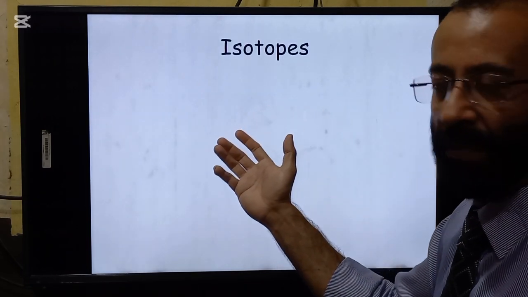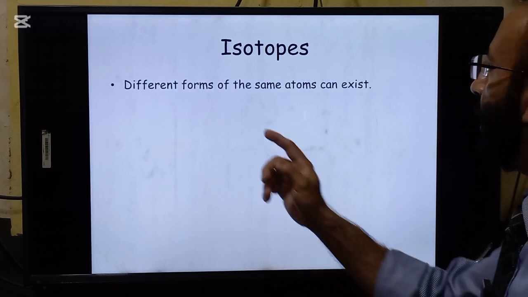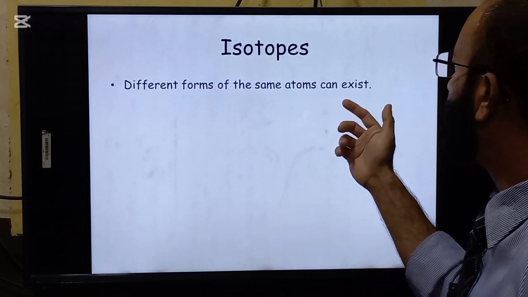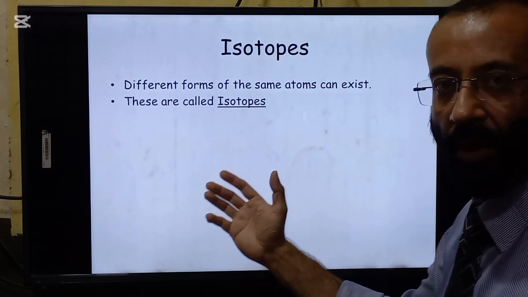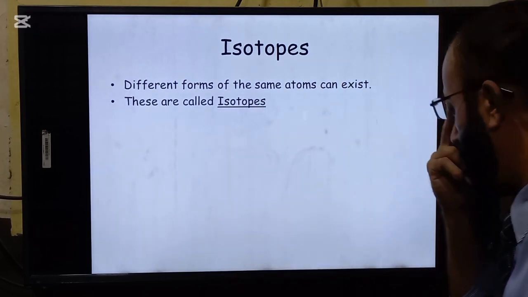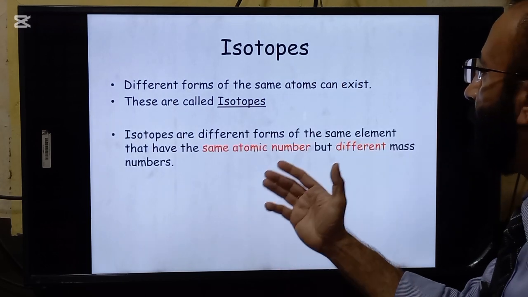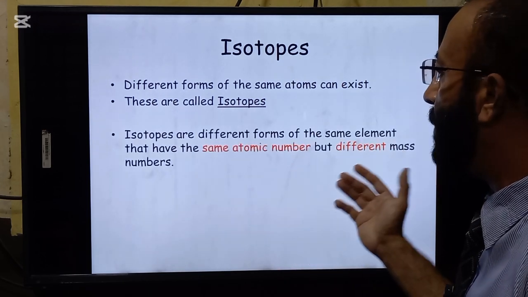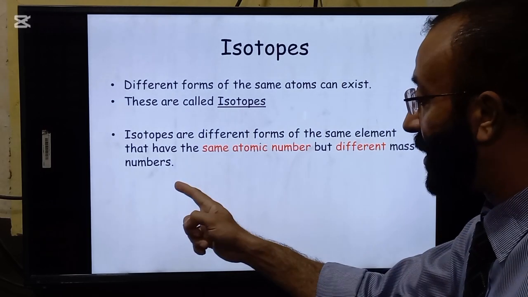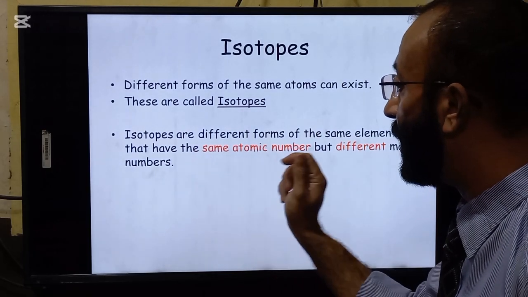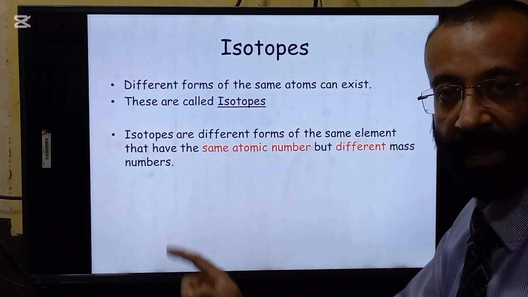Now we are going to read isotopes. Different forms of the same atoms can exist. These are called isotopes. Isotopes are different forms of the same element that have the same atomic number but different mass number. So this is the definition. Learn it. Same atomic number but different mass number.